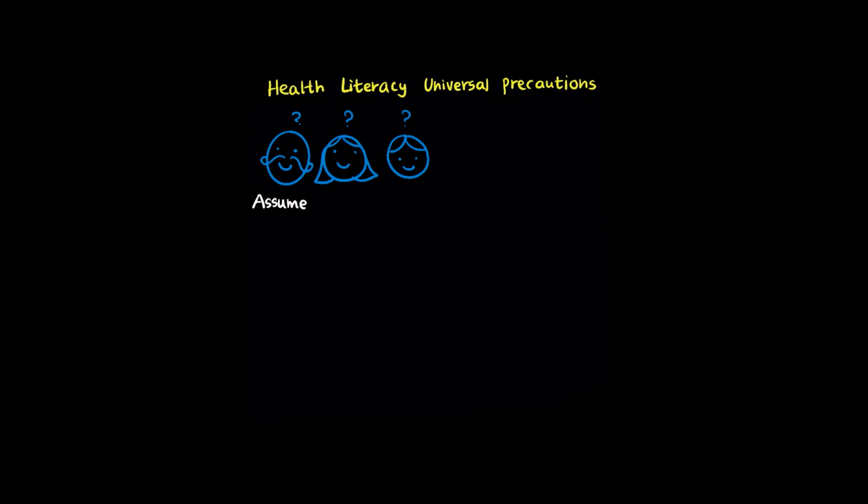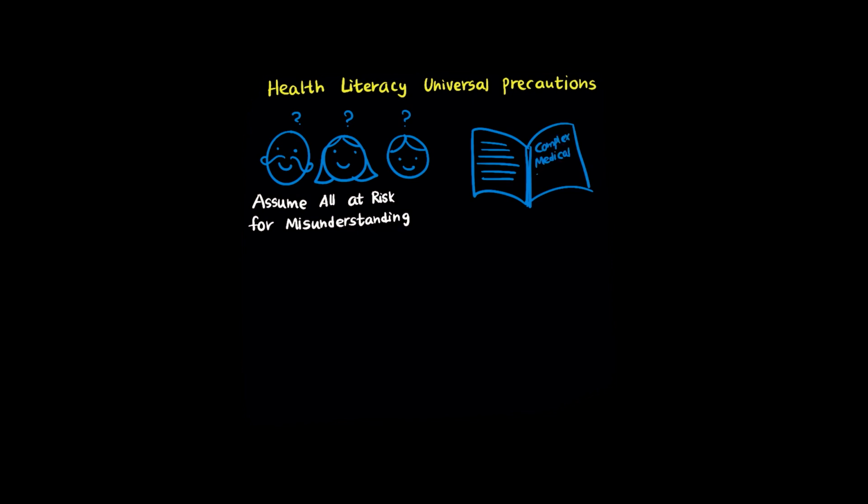Health literacy universal precautions represent a fundamental shift in how we communicate health information, treating every patient as potentially at risk for misunderstanding. Translation services address language barriers, but that's different from literacy. Visual aids help, but aren't the universal standard. Interpreters solve language problems, not literacy issues. The universal precaution is using 5th grade reading level for all patient materials.